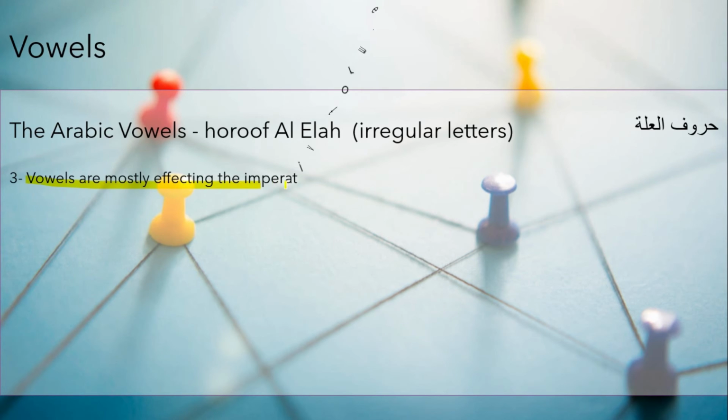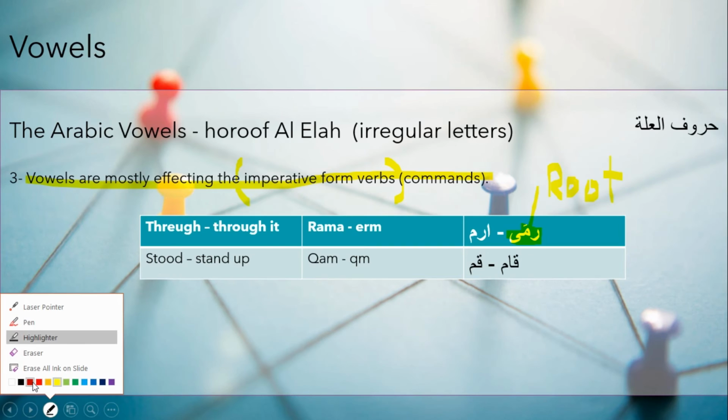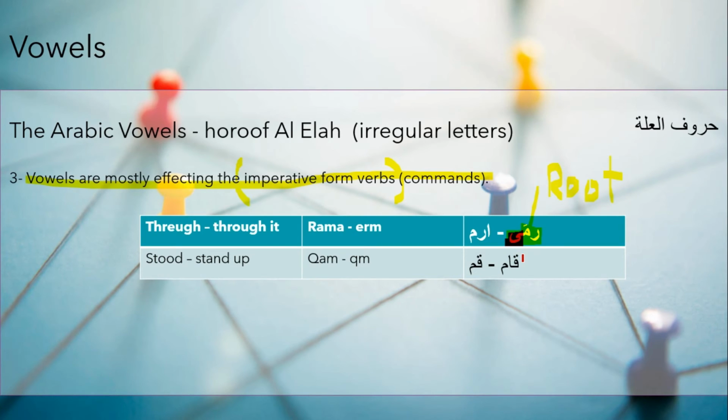The third fact we have to understand is that the vowels mostly have a very obvious effect on the imperative form verbs, which are the commands. So if you are looking at the verb, for example, rama, which is throw, this is the root for that verb. But if you are trying to put the verb rama in an imperative form, this ya, we cannot say that. It's incorrect to say it's ya. It's ya maqsura, which is related to the alif as we just explained.